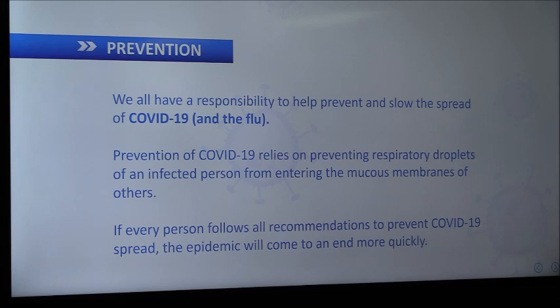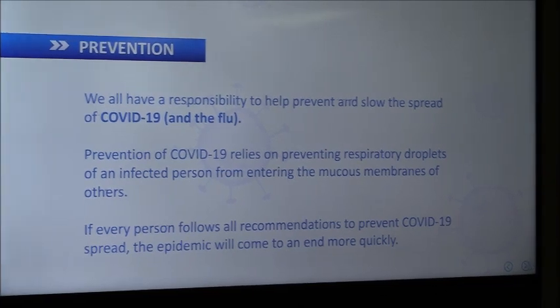We're trying to flatten the curve, the bell curve of the spread of the virus, so our hospitals and healthcare system do not get overwhelmed for the people that need it. That may be a small number, but we need to have the facilities available to treat them if we need to.